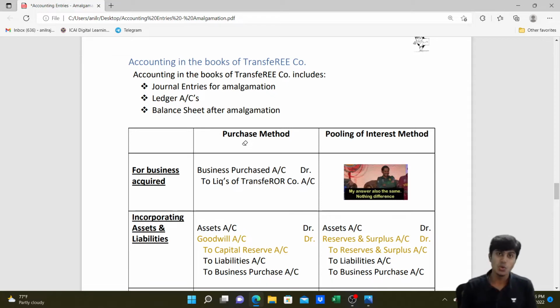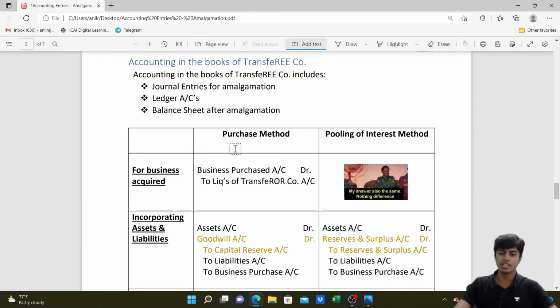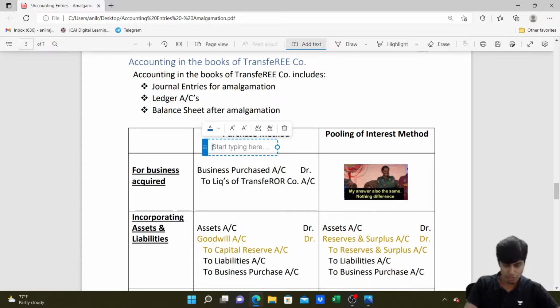Get that? So under this, there are two methods of amalgamation that we discussed previously: amalgamation in the nature of merger and amalgamation in the nature of purchase, that will come to use here. The accounting entries that we're going to pass are going to change at certain places depending upon the nature of amalgamation, whether it is merger or purchase. Rather than discussing them separately, I'll put both the methods one next to the other and discuss them simultaneously. So first we'll discuss purchase method, then we'll discuss pooling of interest method. Purchase method is followed when it is amalgamation in the nature of purchase.